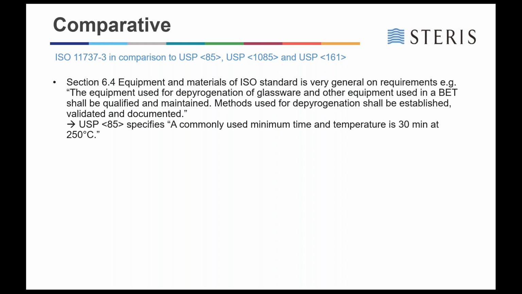Moving on, there's also a section in the ISO standard about equipment and materials, which is rather general. So, for example, it is stated that the equipment used for depyrogenation of glassware or other equipment in BET testing shall be qualified and maintained, and methods shall be established, validated, and documented.